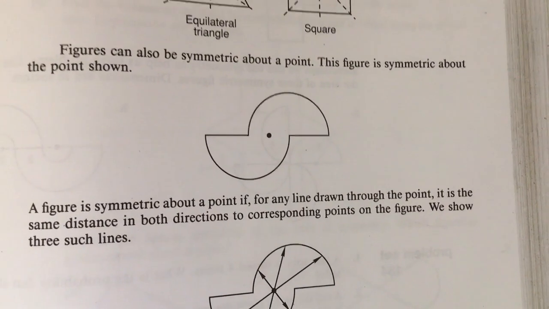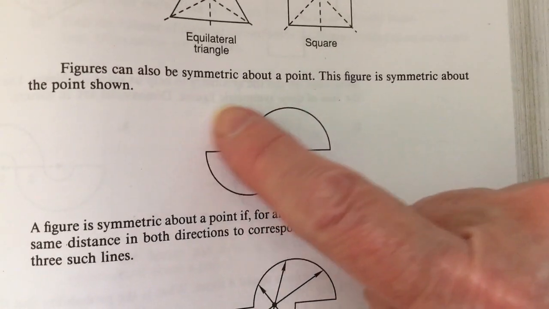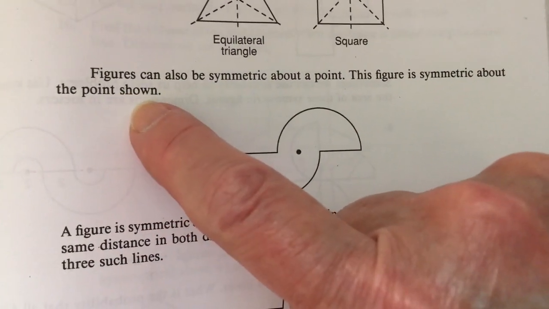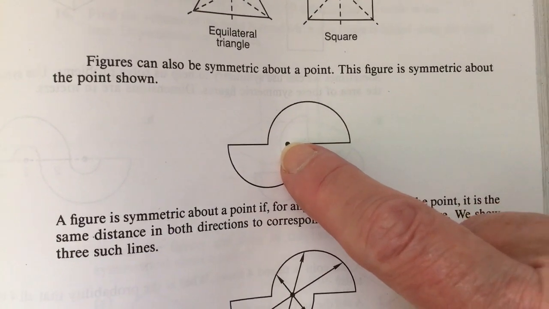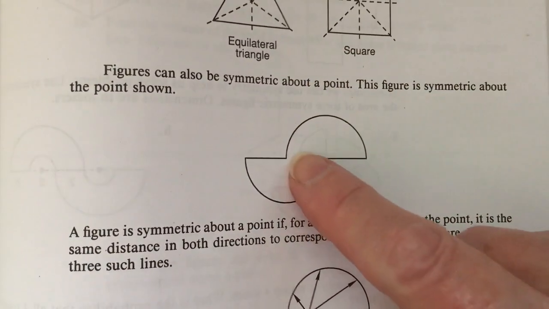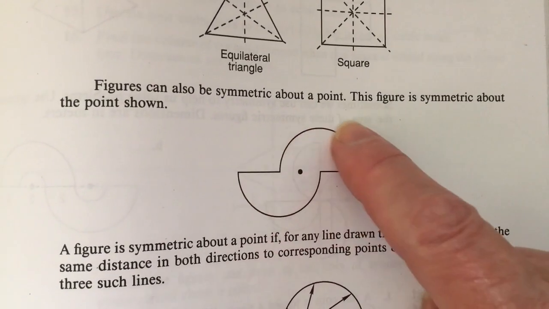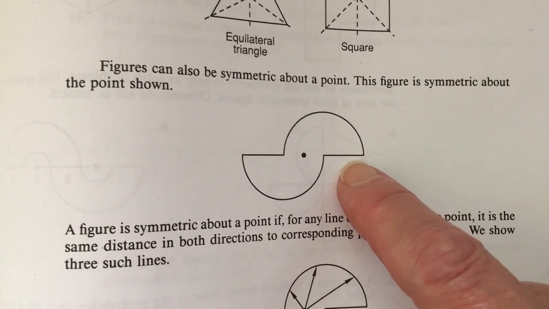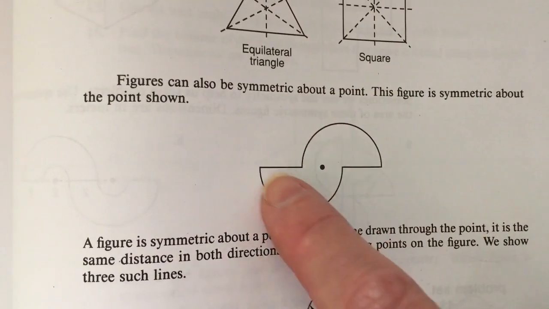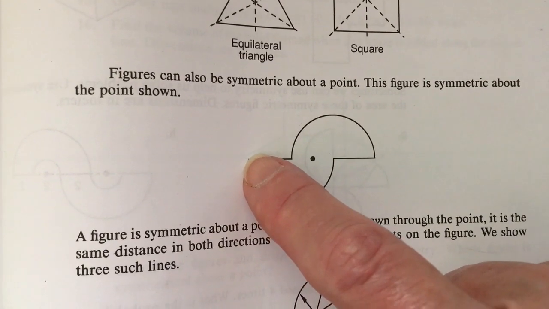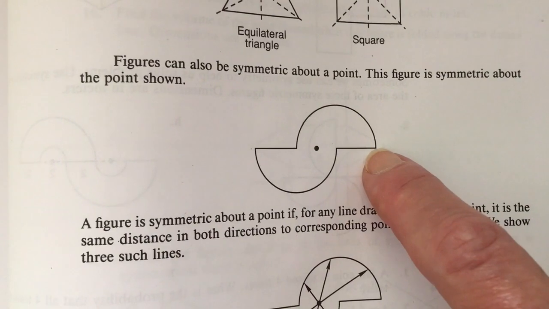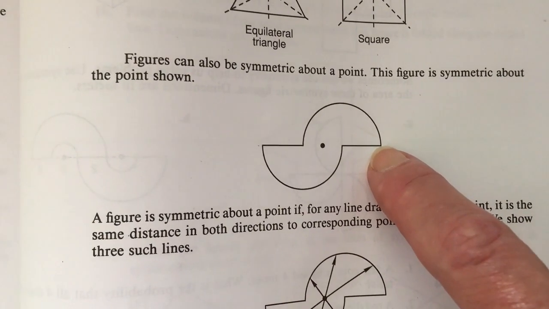Okay, so now we're talking about symmetry about a point. This figure is symmetric about a point shown. Now, if we spin it around the point, won't it turn out to be the same? So if it is symmetric about a point, we can take this one and go 180 degrees this way, and the figure will lay back on itself.